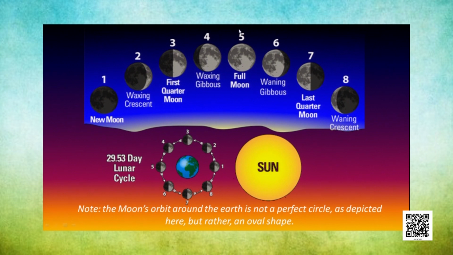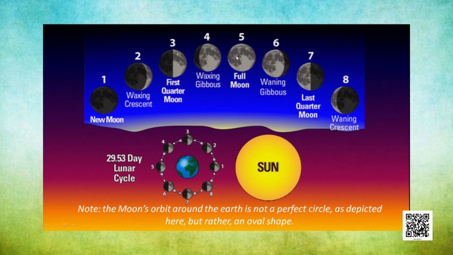Then the size of the moon bit increases here. When the position of the moon is here, the size increases. See here. This is known as waxing of moon. When the size of the moon goes on increasing from this to this position, up to this position, we say this is waxing of moon.